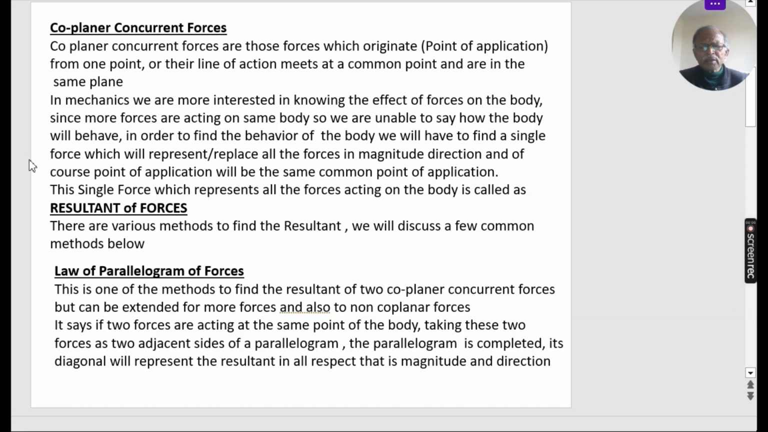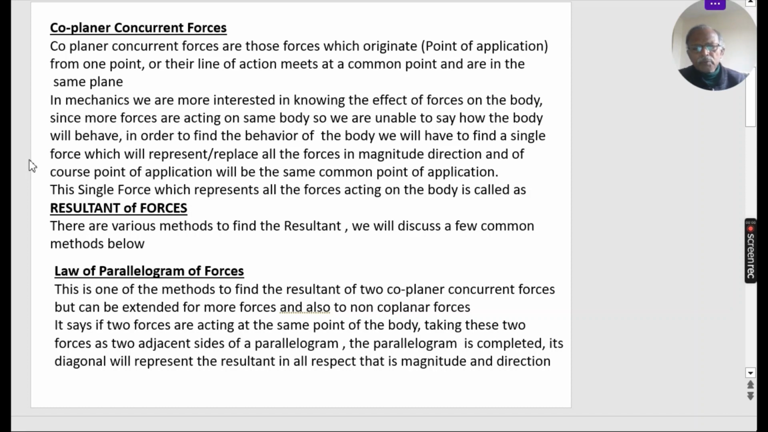Similarly, it is not always necessary that the forces will act opposite to each other. It may be in the same line, it may be at a certain angle. Maybe you are pulling the car from the side and I am pulling the car from the front. Then what will happen to the car? Such effects we want to find out in mechanics, for which we will have to find a way and means to replace these two forces with a single force which will produce the same effect on the body. I hope you are getting it.